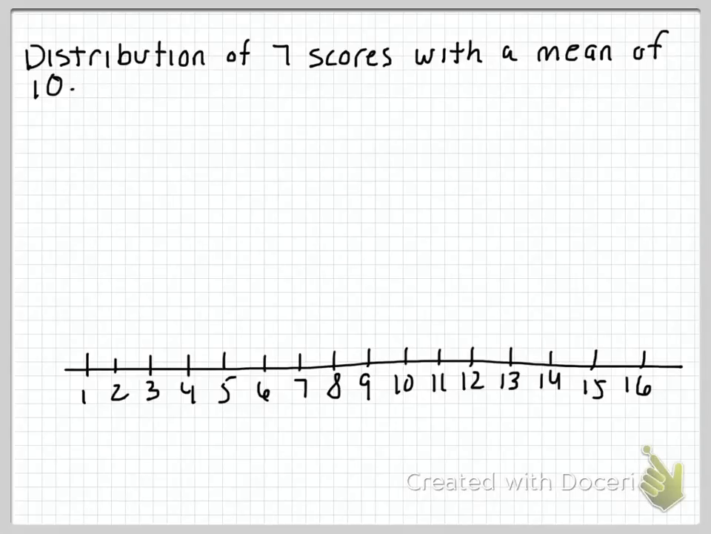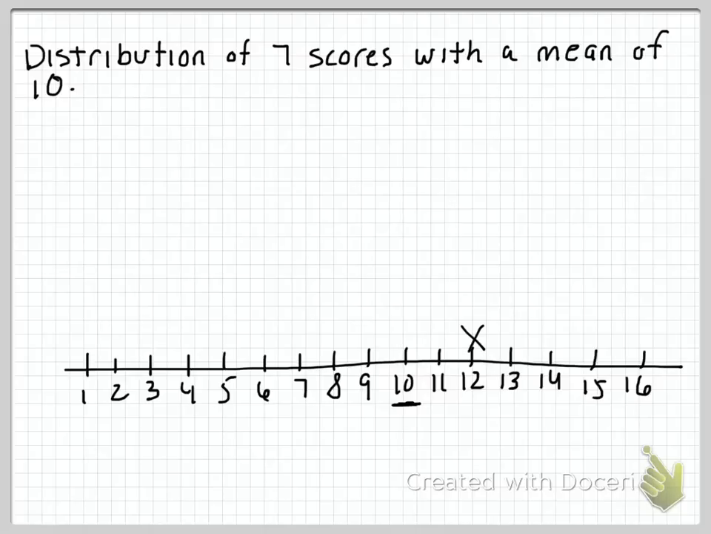So for this problem, we're asking you to create a distribution of 7 scores with a mean of 10. And to do this, you're going to use deviation scores. So I know that I want my mean to be equal to 10 here. For example, I'm going to put a first score down really anywhere.